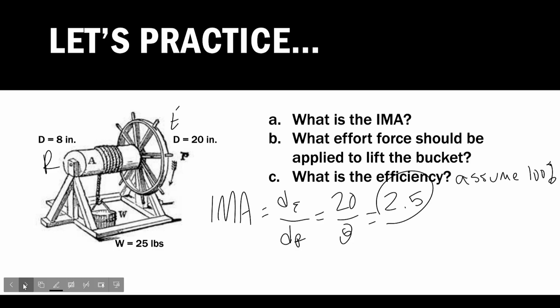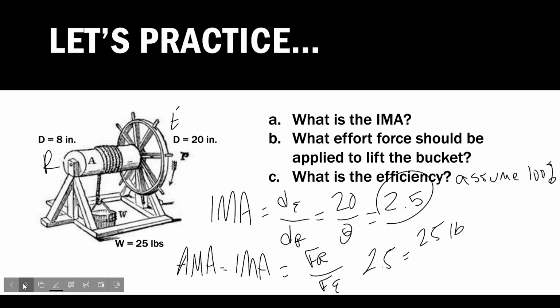So I'm going to do the same thing here that I did on the last slide. And I'm going to say the AMA actually equals the IMA because of no friction. And that is the resistance force divided by the effort force. So 2.5 equals the resistance force, 25 pounds, divided by FE. So you're going to have to do the same thing.